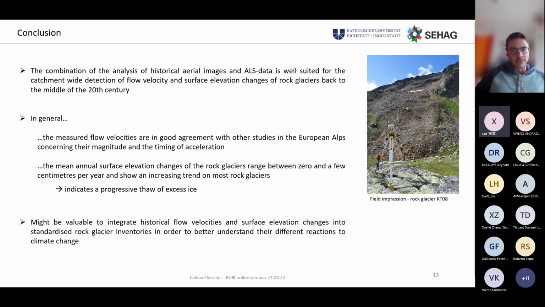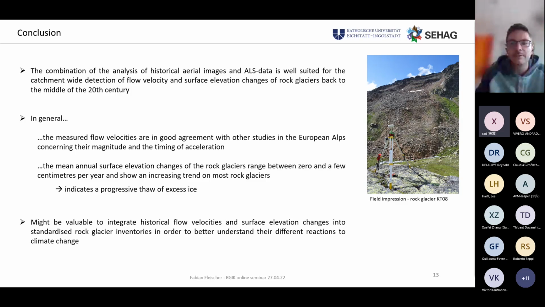So I'm almost at the end of the presentation, and in this slide I want to briefly summarize it. It can be said that the combination of the historical aerial images and the ALS data is well suited to detect flow velocity and surface elevation change of rock glaciers back to the middle of the 20th century. In general, the measured flow velocities were in good agreement with other studies in the European Alps concerning the magnitude and also the timing of acceleration.